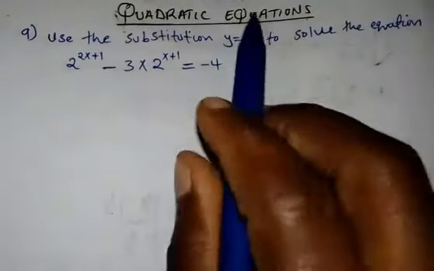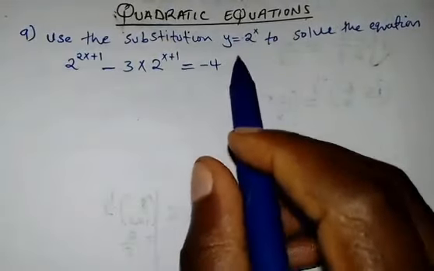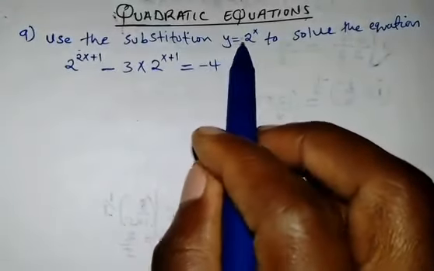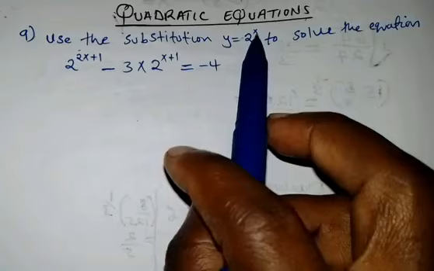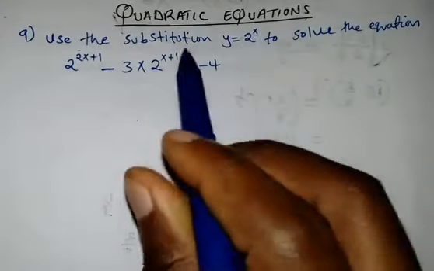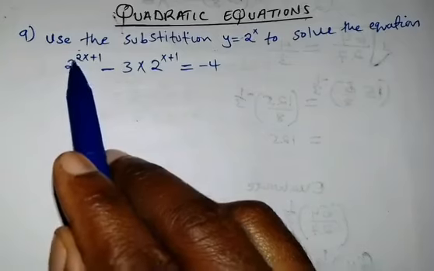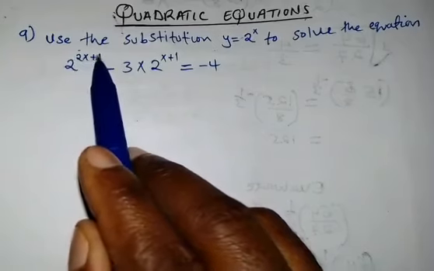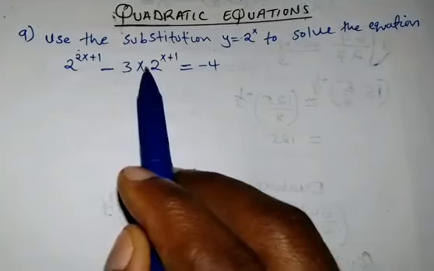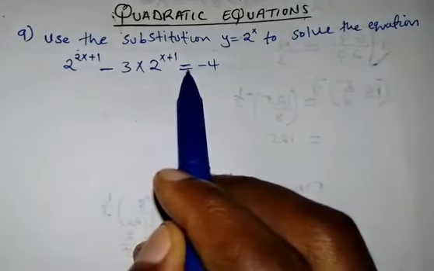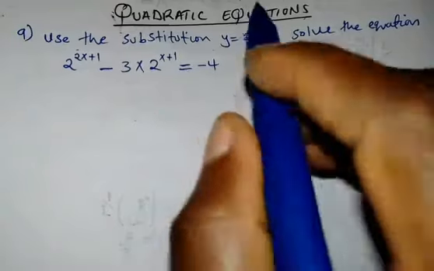So let's solve the quadratic equation that we have here. We are told to use the substitution y equals 2 raised to power x to solve the equation. So our equation is given as 2 raised to 2x plus 1, minus 3 multiplied by 2 raised to x plus 1, is equal to negative 4.